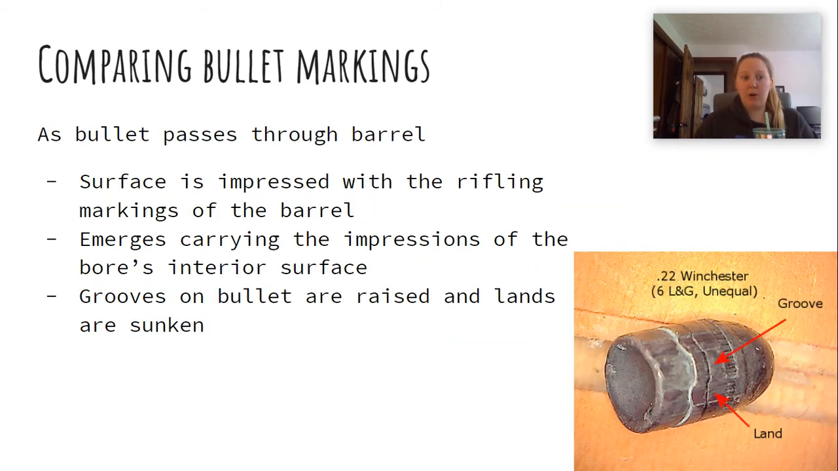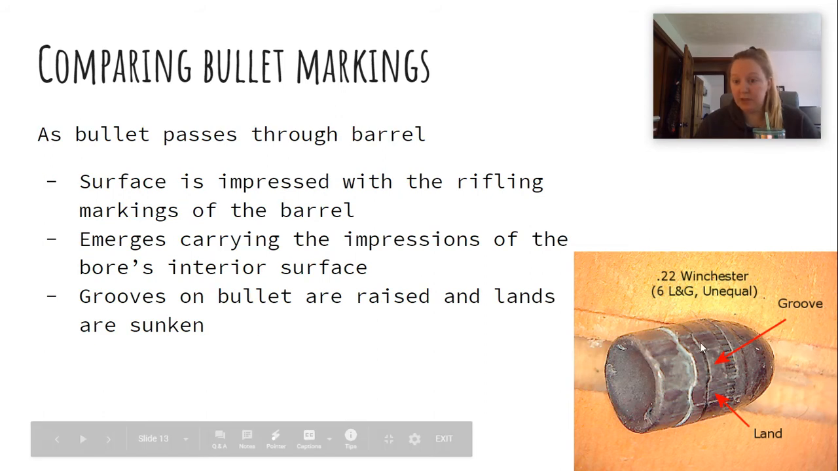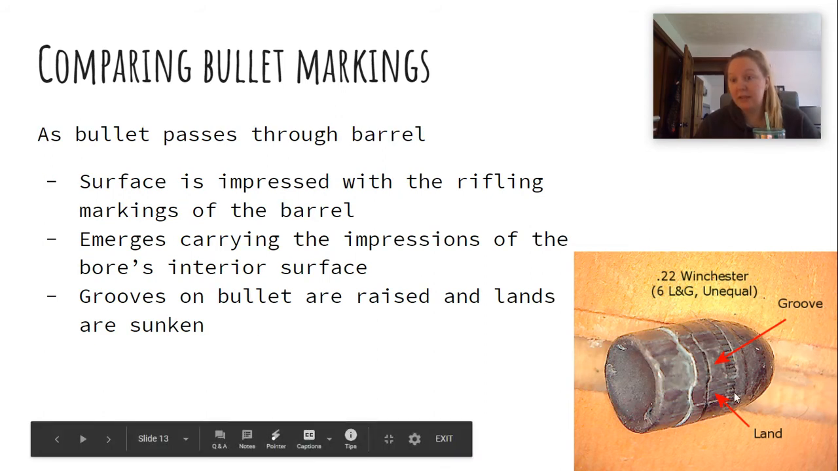When you're comparing bullet markings, as a bullet is passed through the barrel, its surface gets impressed with the rifling impression and the markings of the barrel. So it emerges carrying the impression of the bore's interior surface. However, the grooves on the bullet are raised and the lands are sunken in because it's the reverse impression. So breaking this down really quick, we have first that the groove is raised, the land is sunken in because it's the opposite of the gun barrel.